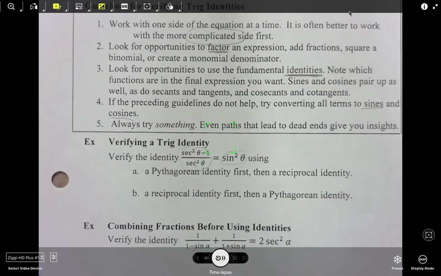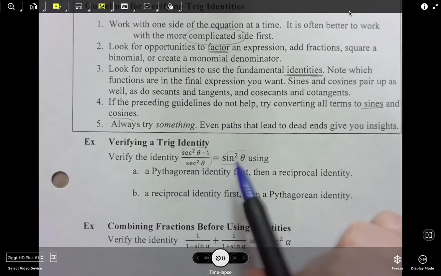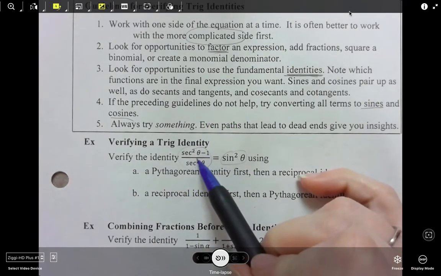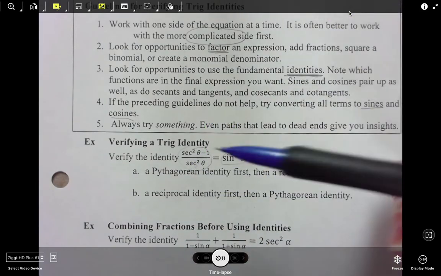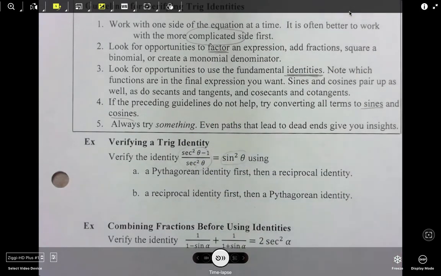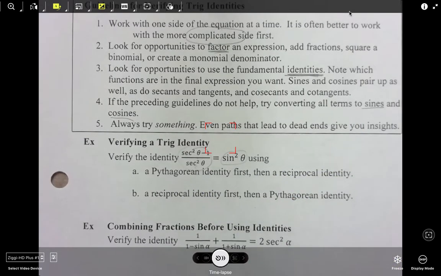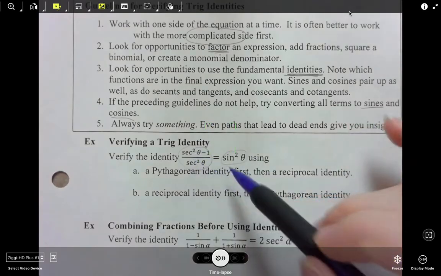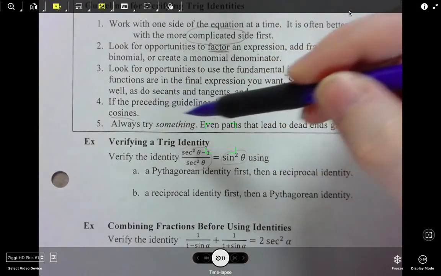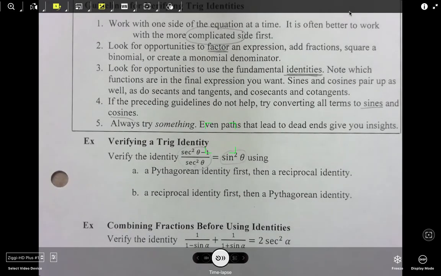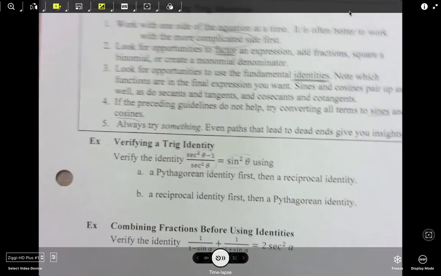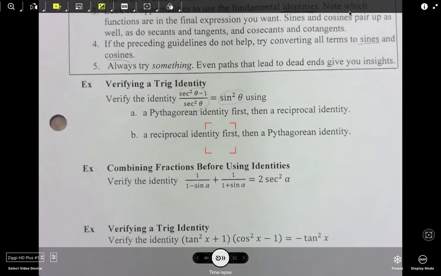I want to really note that there is more than one way to show that one side looks like the other side. One of you might use a Pythagorean identity where the other one converts them all to sines and cosines, and you get the answer from there. So there's more than one way of verifying each one of these. Always try something. Even paths that lead to dead ends give you insights. That's when I said you might end up going down one road and then completely flop to a different idea, and that's okay.